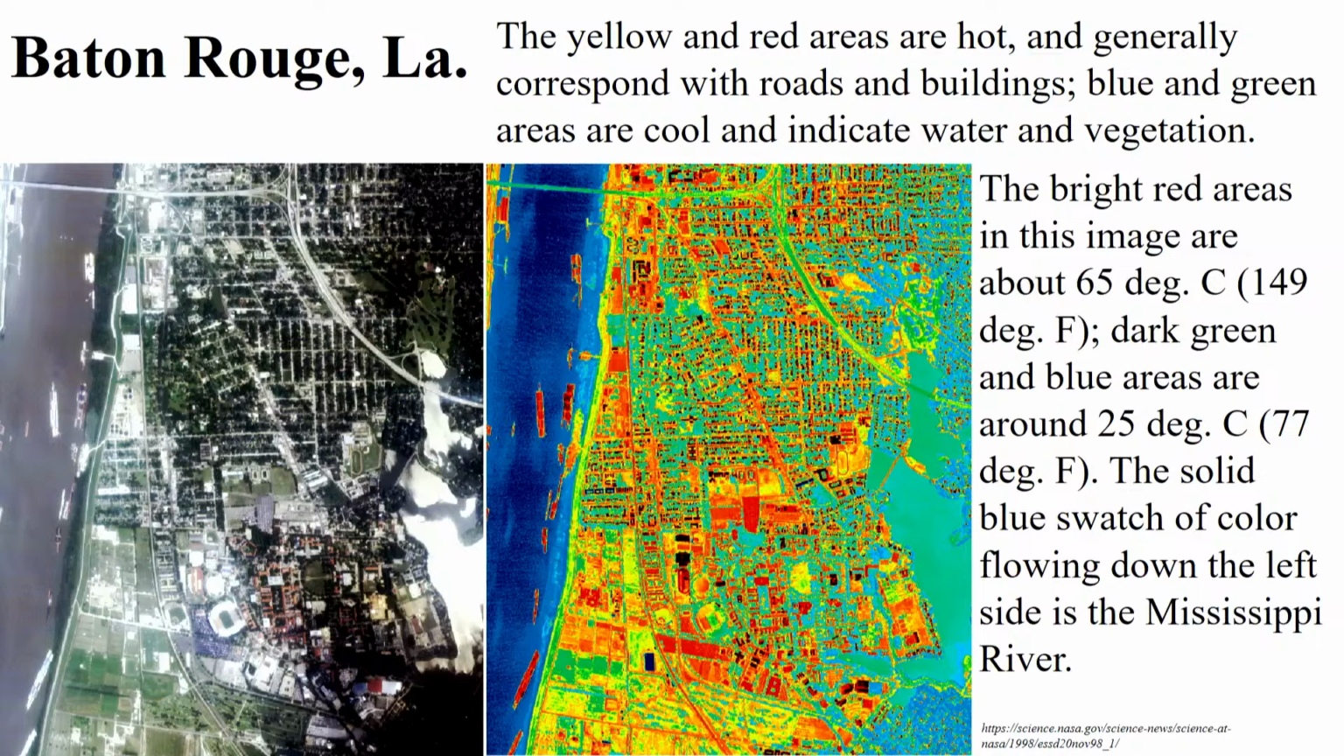This is airborne thermal data set which is acquired in the daytime. The left hand side image is showing the true color composite image, and the right hand side image is showing the color composite image that is generated using the thermal data set. Now in the thermal data sets, what we are going to see is that yellow and red areas are hot, and hot features you are going to see from the roads as well as from the buildings.